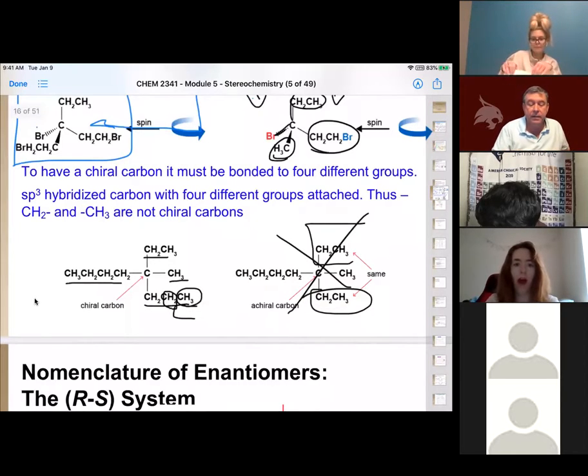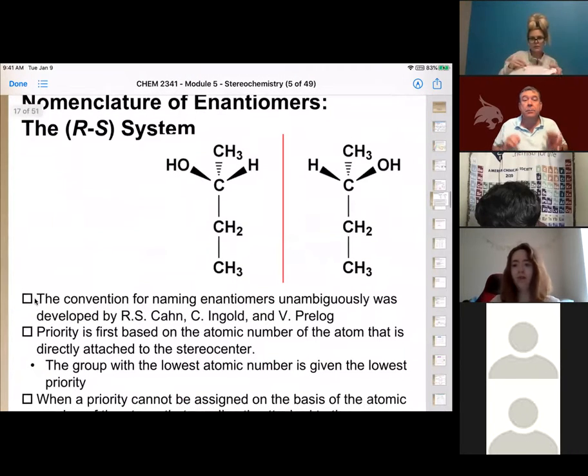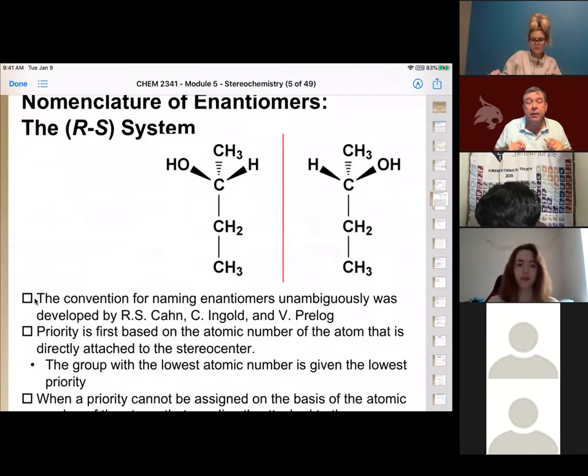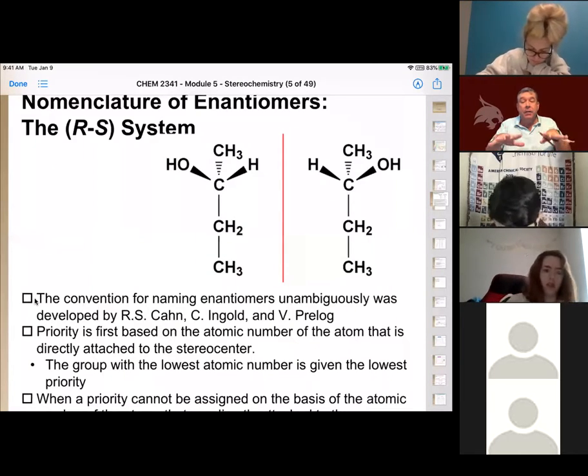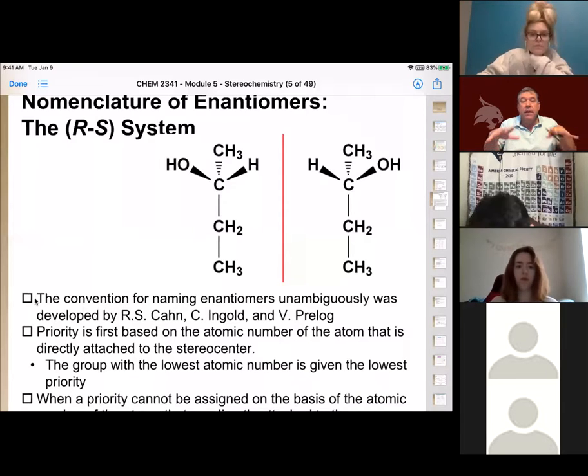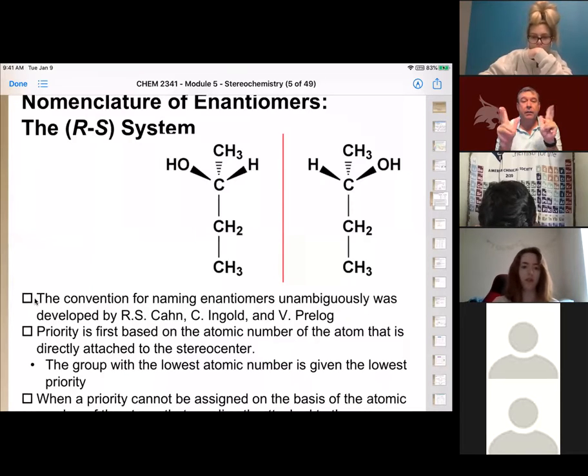Now I said that they come in pairs, and those pairs have different names. Remember, our nomenclature system is very precise. We do that so that if I write down a name, you can draw it, and somebody 1,000 miles away can draw the exact same compound. So we have to have that same precision when we're talking about these enantiomers. They have all the same atoms. They have all the same connections. The only difference between the two is where they are in space. That's what the stereo part of stereochemistry is, their position in space.